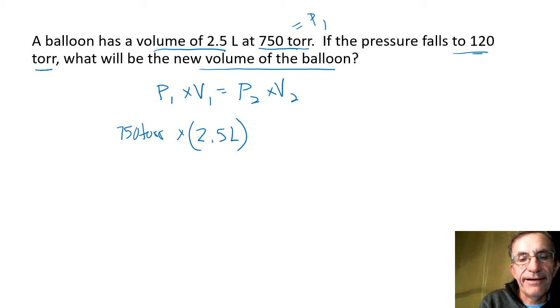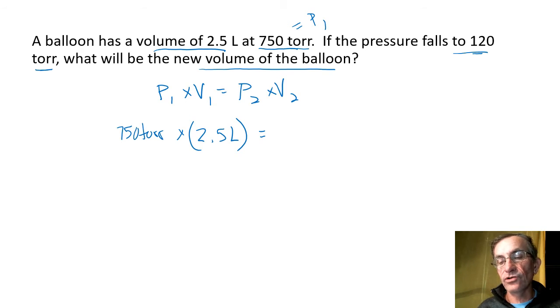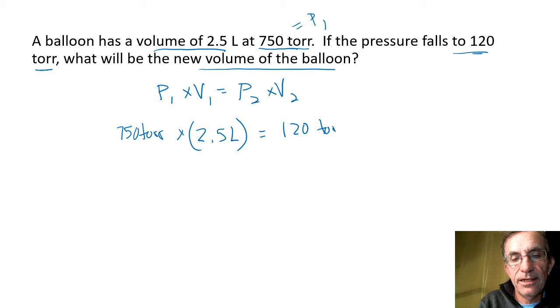All right. Now on the right-hand side, that's going to be our new condition. Our beginning conditions we already have. Our new conditions, if we read the question, it says if the pressure falls to 120 torr, so that's our new pressure, I want to know what will be the new volume. All right, so I think we have everything in the right spot. Now we've got to do a little algebra. I've got to get V2 all by itself. So when you have to get V2 by itself, what that really means is you've got to move the 120 torr over to the other side.